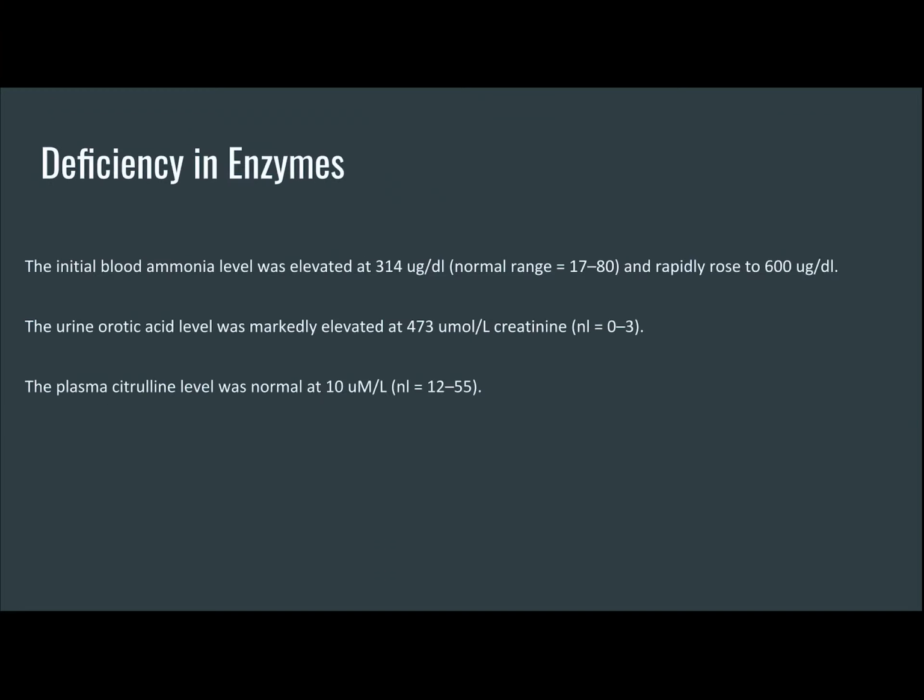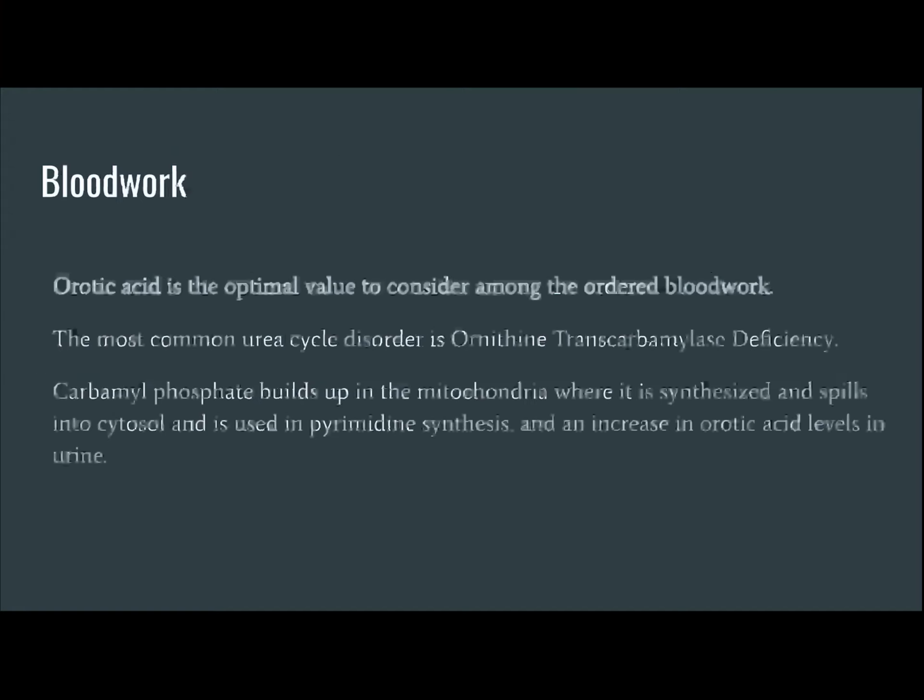Before we answer the second question, let's revisit again the lab values. The initial blood ammonia is elevated and continues to rise. The urine orotic acid is also elevated, while plasma citrulline again is normal. Orotic acid is the optimal value to consider among the ordered blood work.